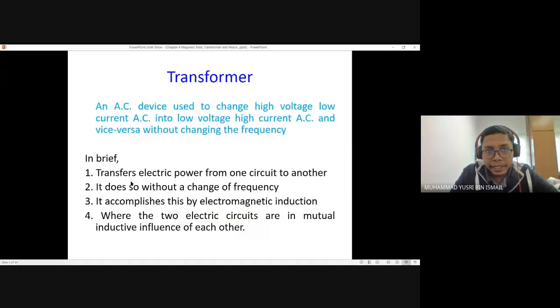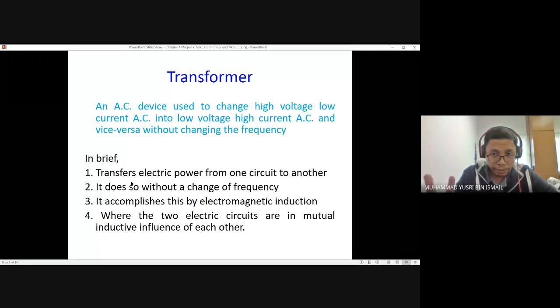In a transformer, it is basically an AC device, which is an alternating current device used to change high voltage low current into low voltage high current AC, and vice versa, meaning that you can change from high voltage to low voltage, and from low voltage to higher voltage. In brief, it transfers the electric power from one circuit to another.